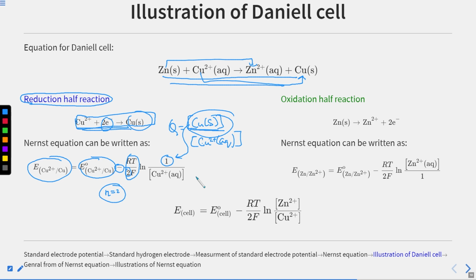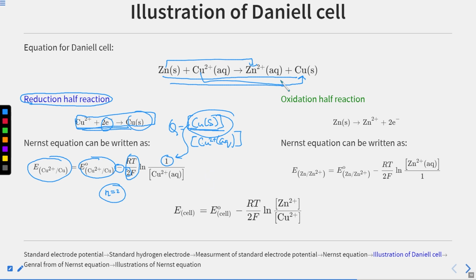Therefore the concentration of Cu solid is taken as 1, or unity, and we are left with Cu2+ aqueous. So the overall equation will be E of Cu2+ going to Cu, the electrode potential due to Cu2+ going to Cu, equal to the standard electrode potential of Cu2+ going to Cu minus RT by 2F, where 2 is the number of electrons involved, ln 1 by the concentration of copper 2+ aqueous ions.